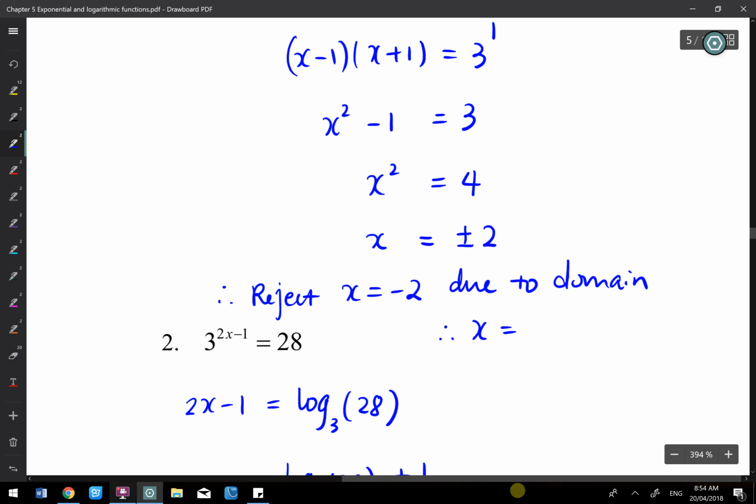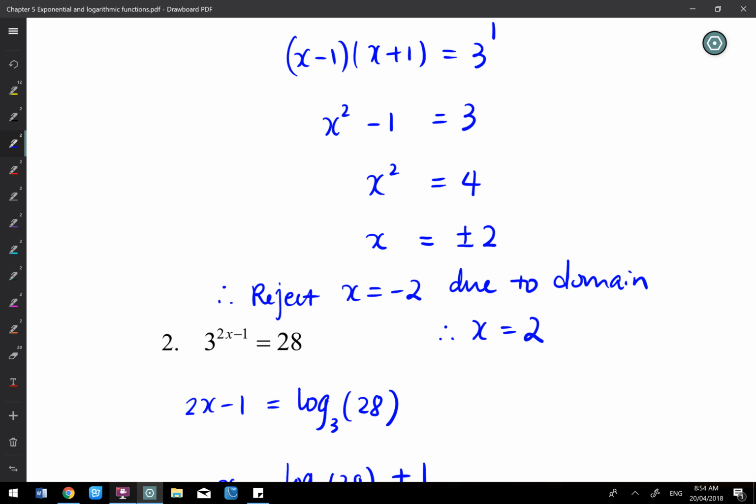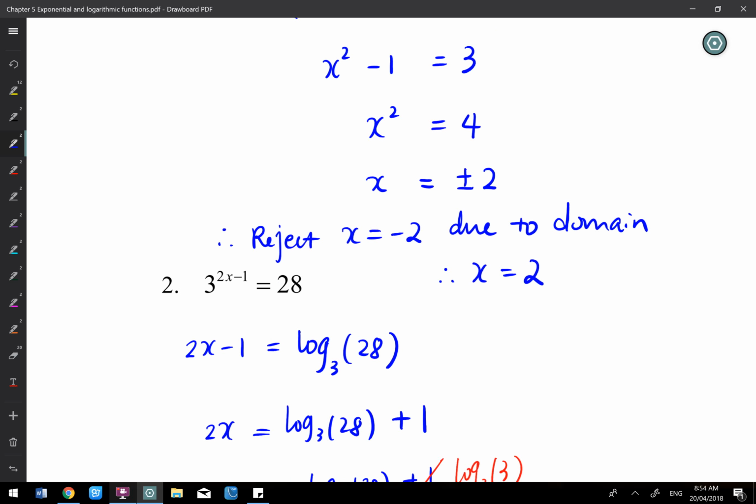So x can only be positive 2. It needs to be plus, minus, and then check the plus, and then check the minus. You can't directly reject it. You need to give a reason why we reject it. When we solve x squared equals 4, you must have plus minus 2 after that step. And then check, and then reject. That's a normal, required step.